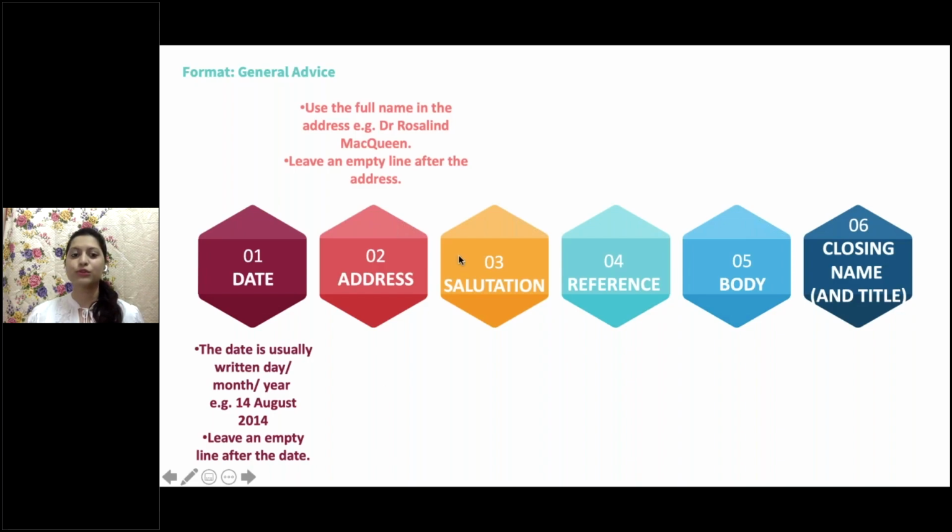Next comes your address. Use the full name and the address, whatever is mentioned in your task. Here is just a brief example. And then again, you leave a line after the address.